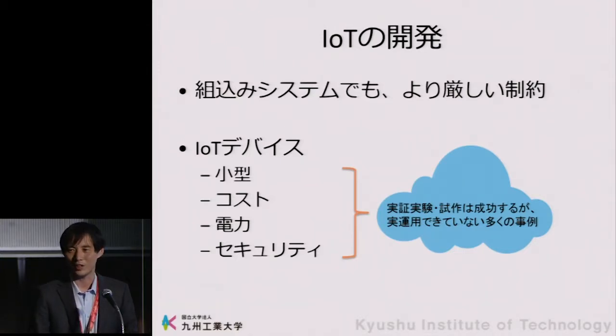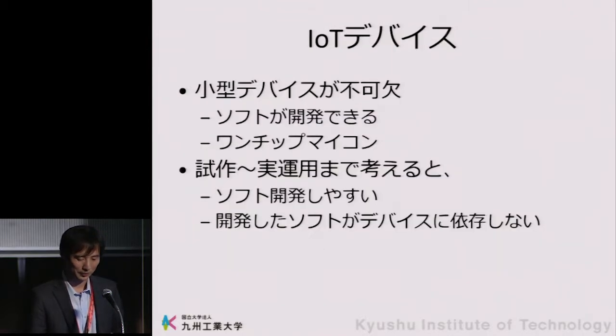Maybe thousands or millions of sensors have to be installed, and we need to make them very small. Cost and electricity, how we can supply the power, battery, cell, and security also have to be considered. Because of these issues, we don't have any method to smoothly develop such a thing. That's why we started this project.